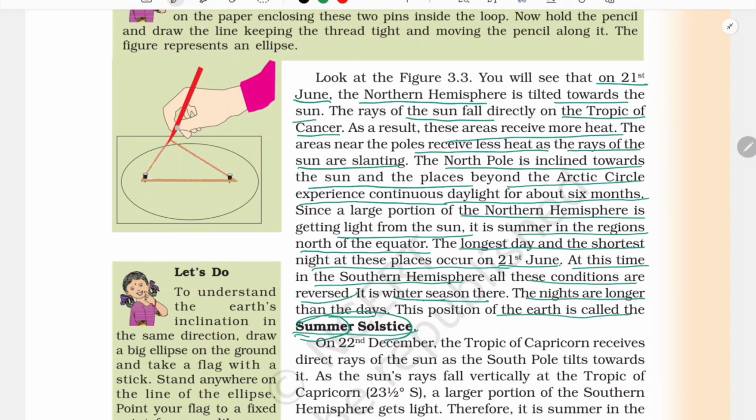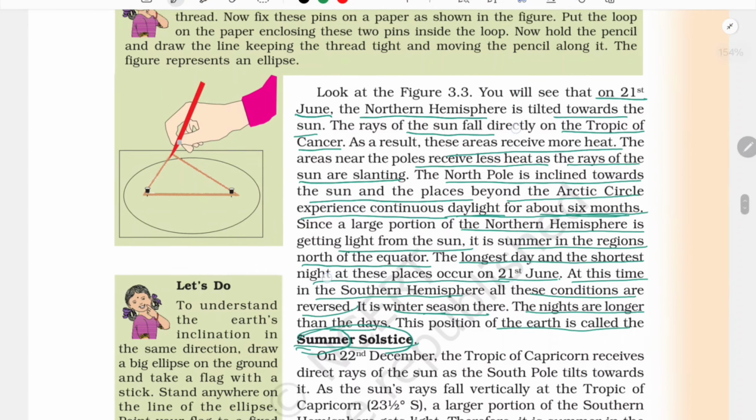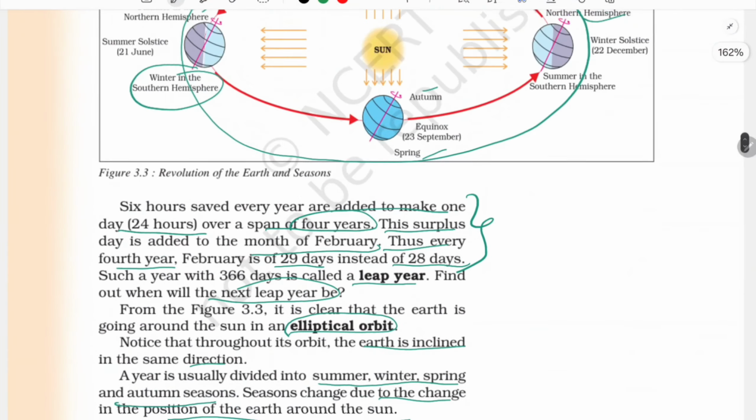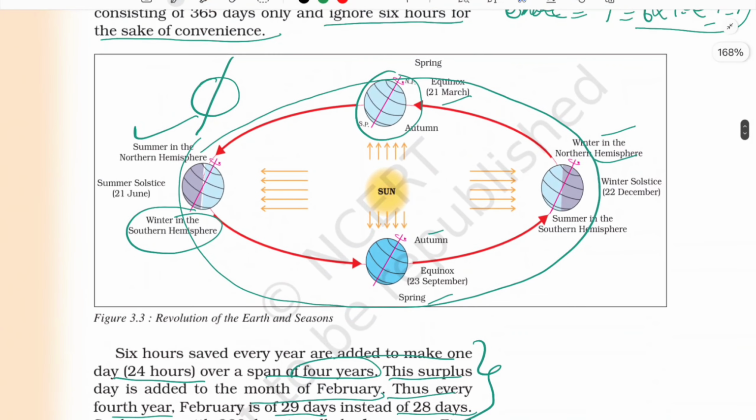Okay, so here we will understand the concept of why there is winter in the southern hemisphere and why there is summer. I hope you have seen this, 6 months of continuous daylight, up to about 6 months. So let us try to understand this concept. We'll come back to this figure. See, if you look at this figure, June 21st, summer solstice, we are going to study this summer solstice first.